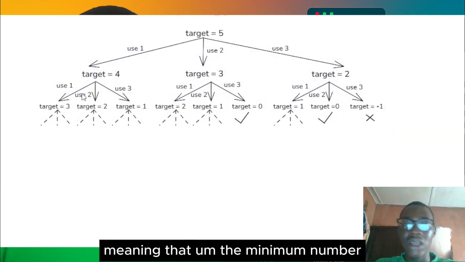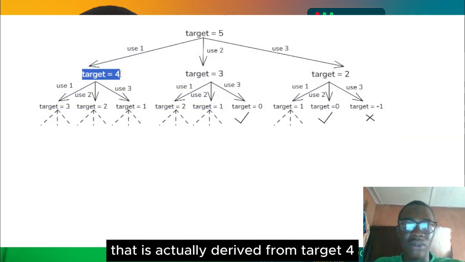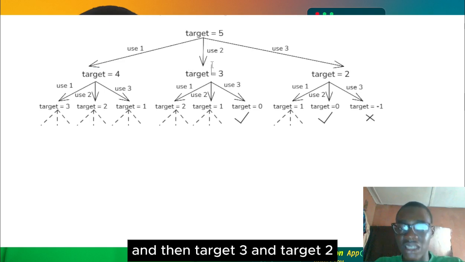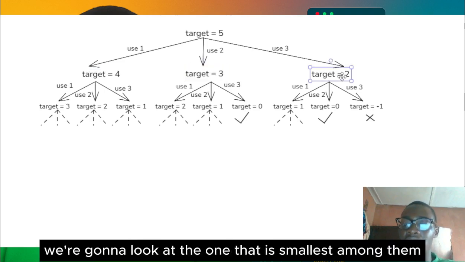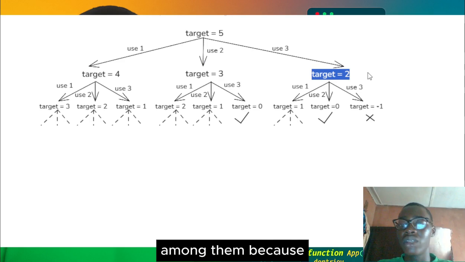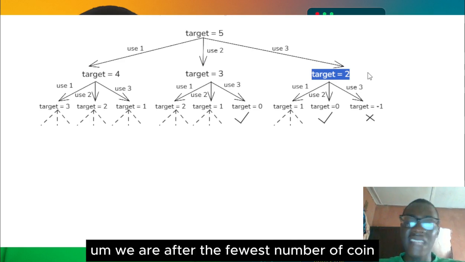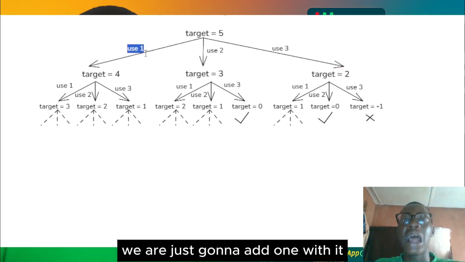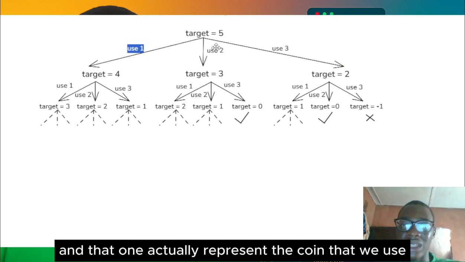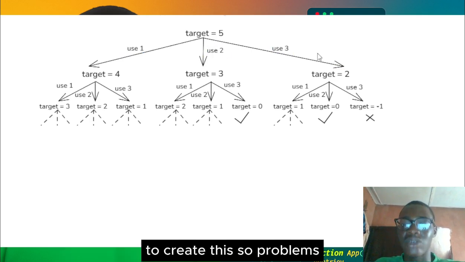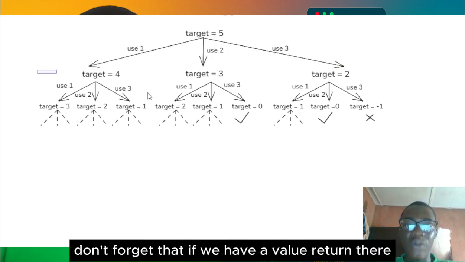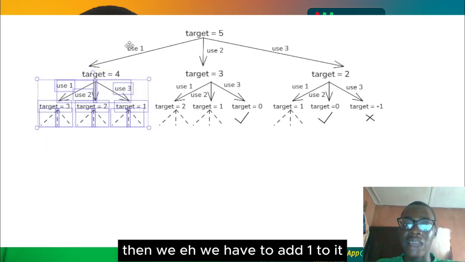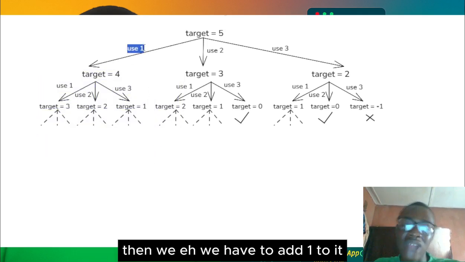Meaning that the minimum number derived from target 4, target 3 and target 2, we are going to look at the one that is smallest among them, because we are after the fewest number of coins, the minimum number of coins. So whichever one is minimum, we just add 1 to it, and that 1 represents the coin that we use to create these problems. Don't forget that if we have a value returned there, then we have to add 1 to it.